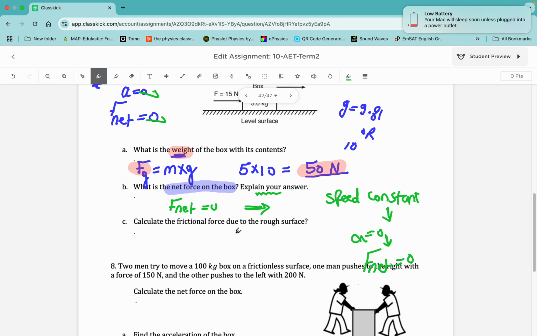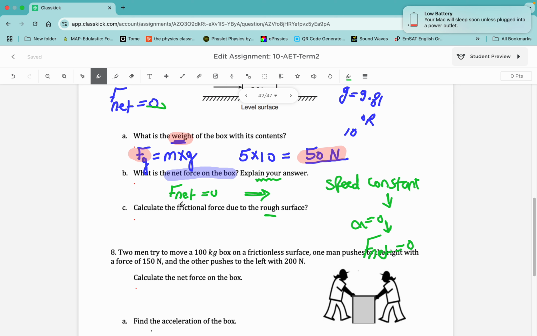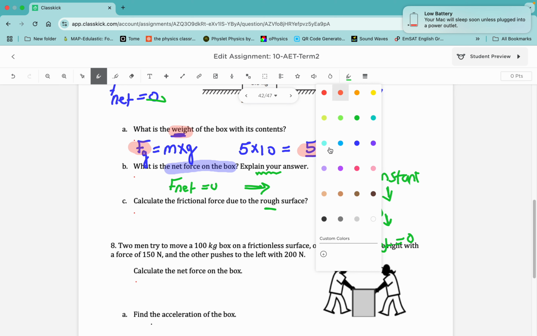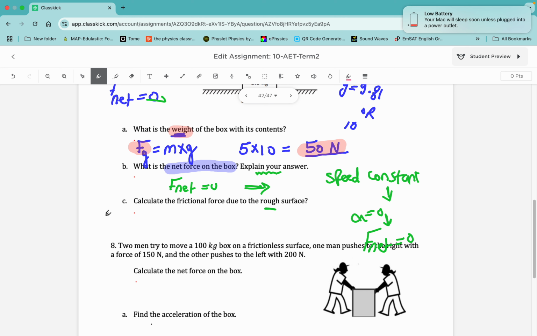Calculate the friction force due to the rough surface. So we need to find the friction force. Mainly, friction force can be calculated in two ways, with two formulas. Either use the formula mu times normal force, or we can use the formula of the net force, that the net force is equal to the applied force minus the friction force.